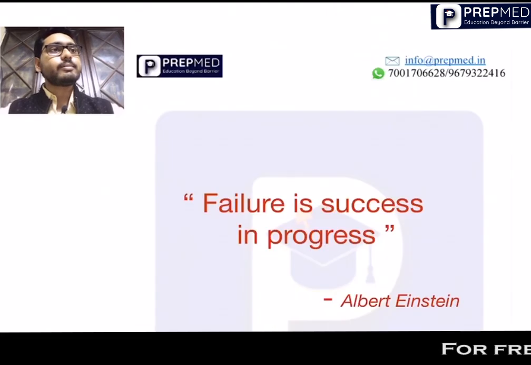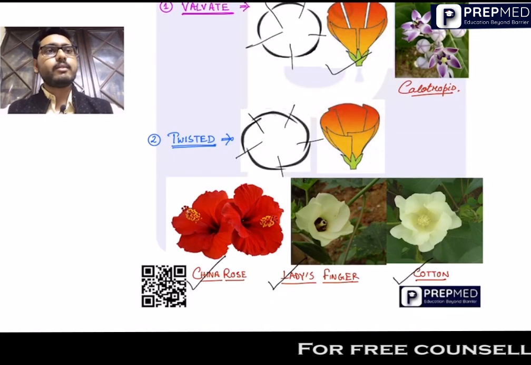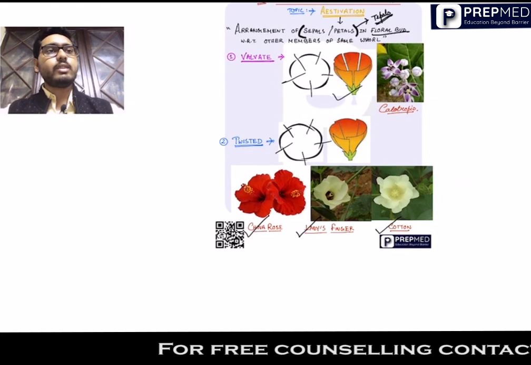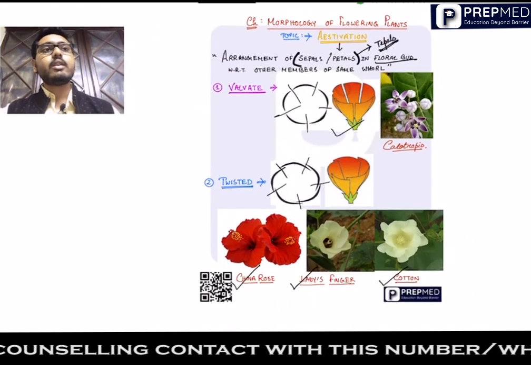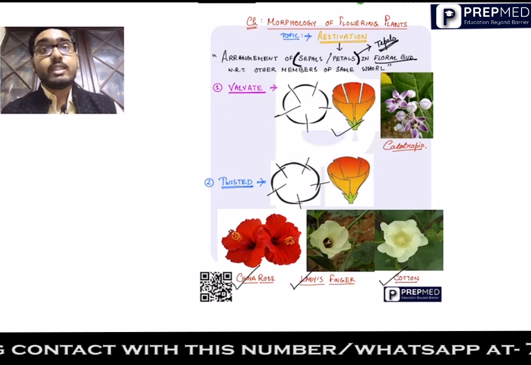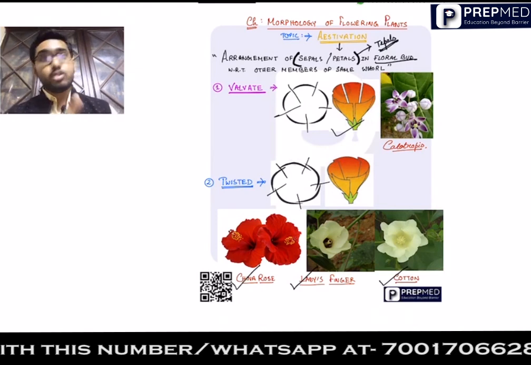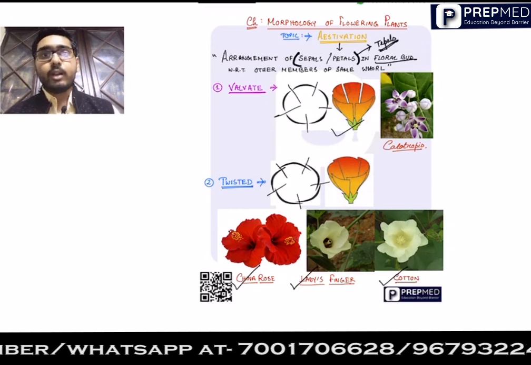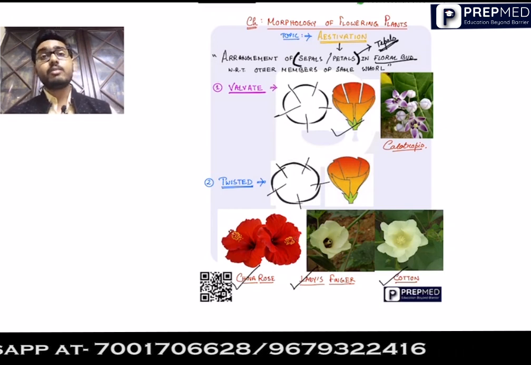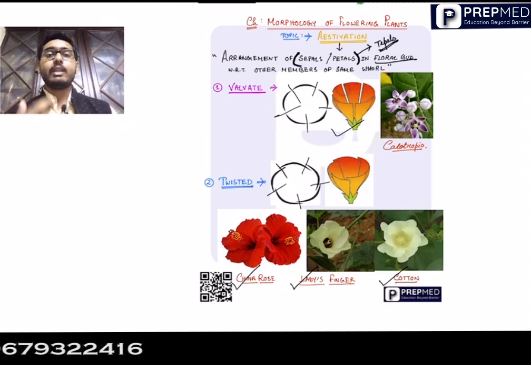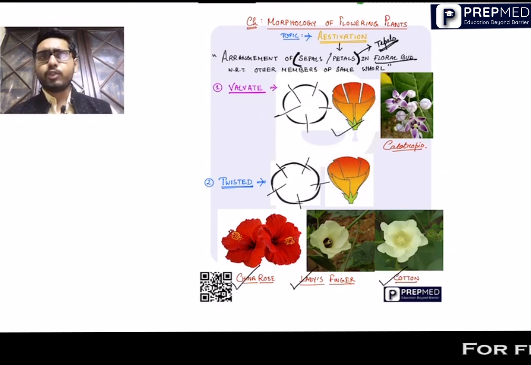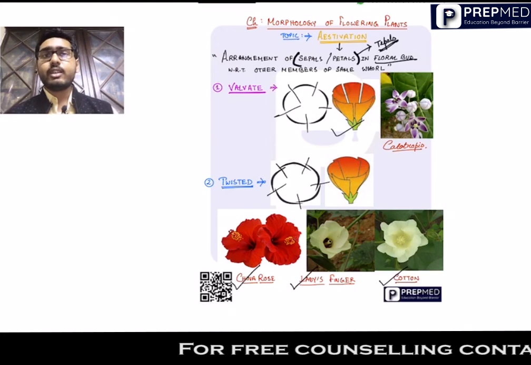So let's revise, starting with the definition. What exactly is estivation? Estivation is the arrangement of sepals, petals, and also tepals in a floral bud with respect to each other, and each other means the members of the same whorl. The types are valvate, twisted, imbricate, vexillary. Valvate, they just touch each other and do not overlap. The example is Calotropis. Twisted, it's China rose, lady's finger, and cotton.